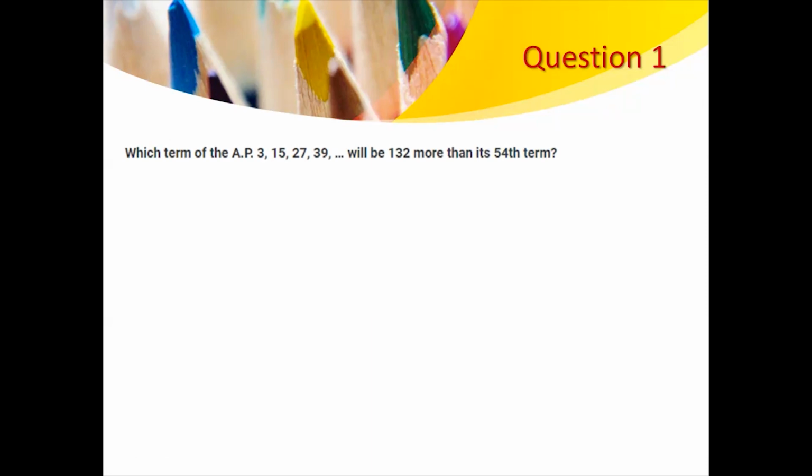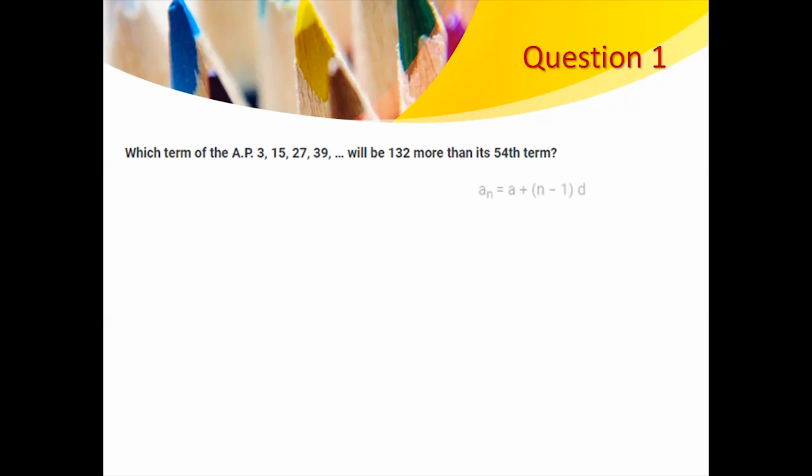First question. Which term of the AP 3, 15, 27, 39 and so on will be 132 more than its 54th term? So what we will do, we will find the 54th term, then we'll add 132 to that, and then we are going to find which term 132 plus 54th term will be.